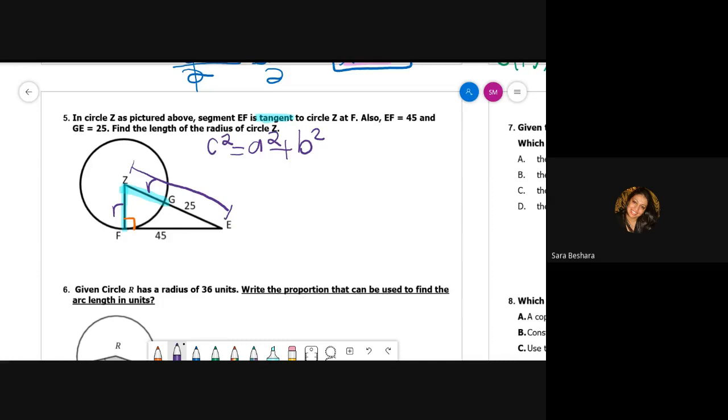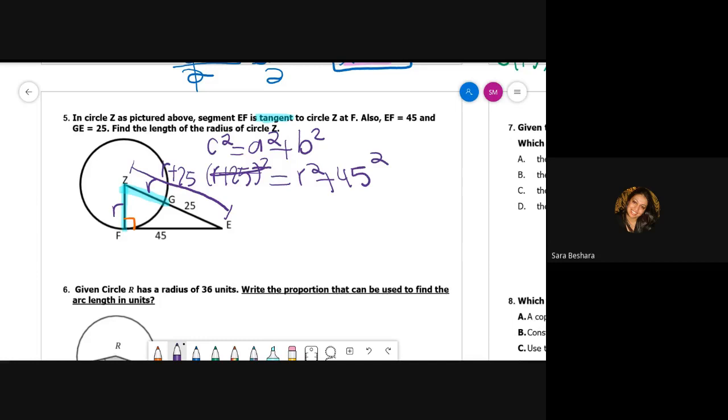So what's c? c is the hypotenuse. It's the distance from Z to E. Well, ZE is ZG and GE. So I can say that Z to E is r plus 25. That's c. a squared is Z to F, which is just r squared. b squared is the distance from F to E, which is 45. And then we solve this.